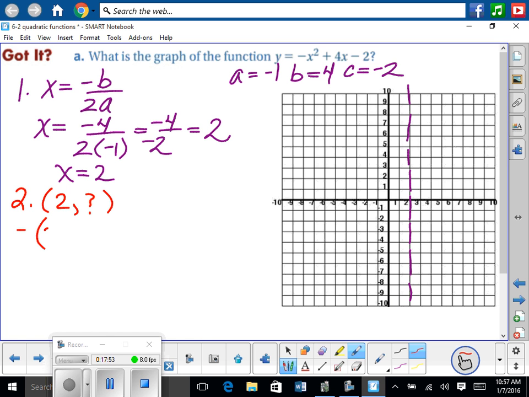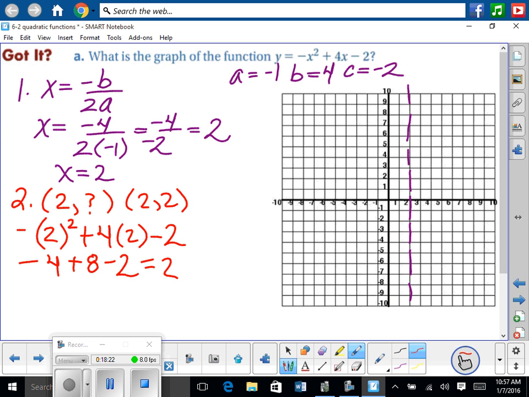We're plugging in 2 squared plus 4 times 2 minus 2. Make sure you don't put in the negative and then square it. This had a negative on the outside, right? If we had been plugging in negative 2 though, it would become positive. Okay, 2 squared is 4, but it's negative 4 due to that negative, and then we have plus 8 minus 2. So that is 2. So our vertex is at 2, comma 2.